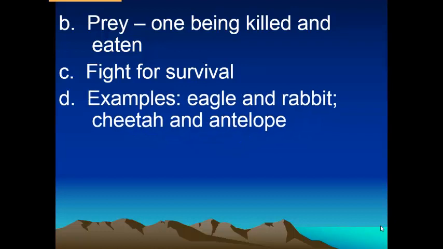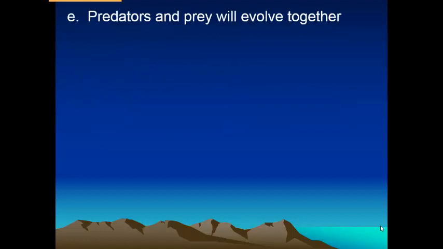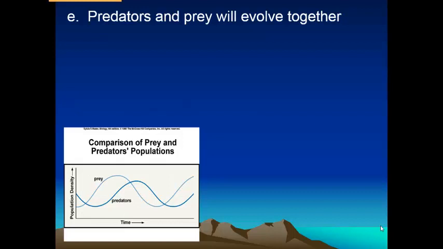Now ecologists are going to study these predator-prey relationships pretty carefully, and what they've noticed population-wise, if they look at the sizes, is that when a predator population increases, then the prey population will start to go down.